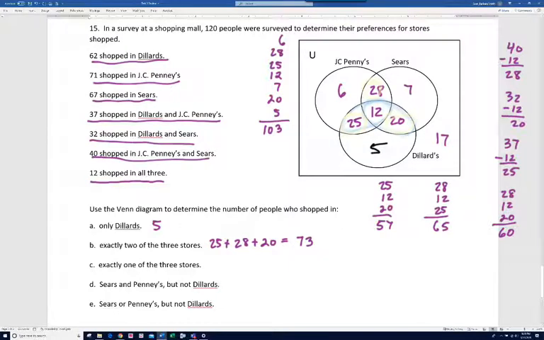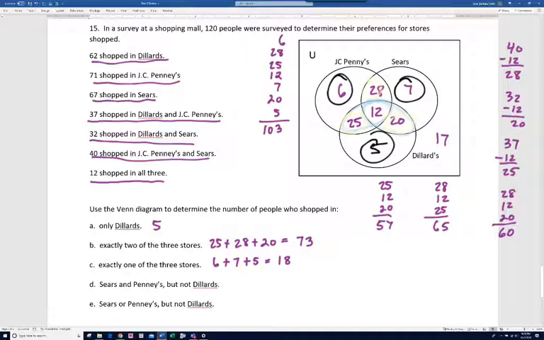Letter C says exactly 1 of the 3 stores. Well, exactly 1, that would be the 6, 7, and 5. These are the people that favored just 1 store. So if we add those up, 13 and 5, we're going to get 18.